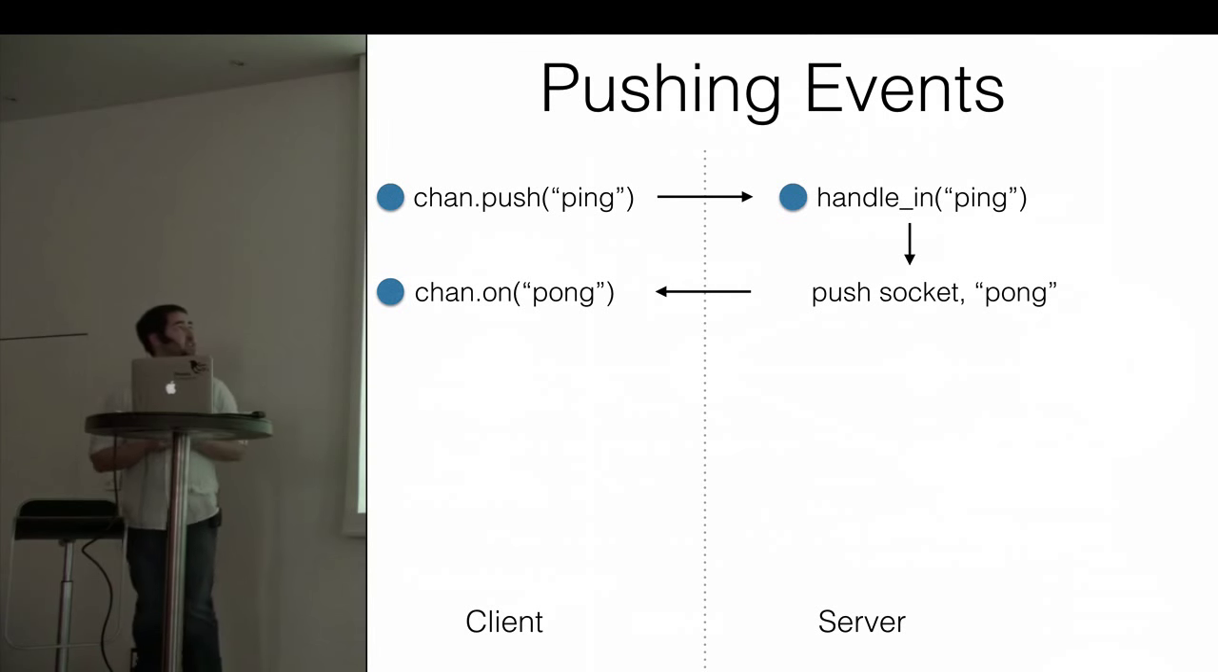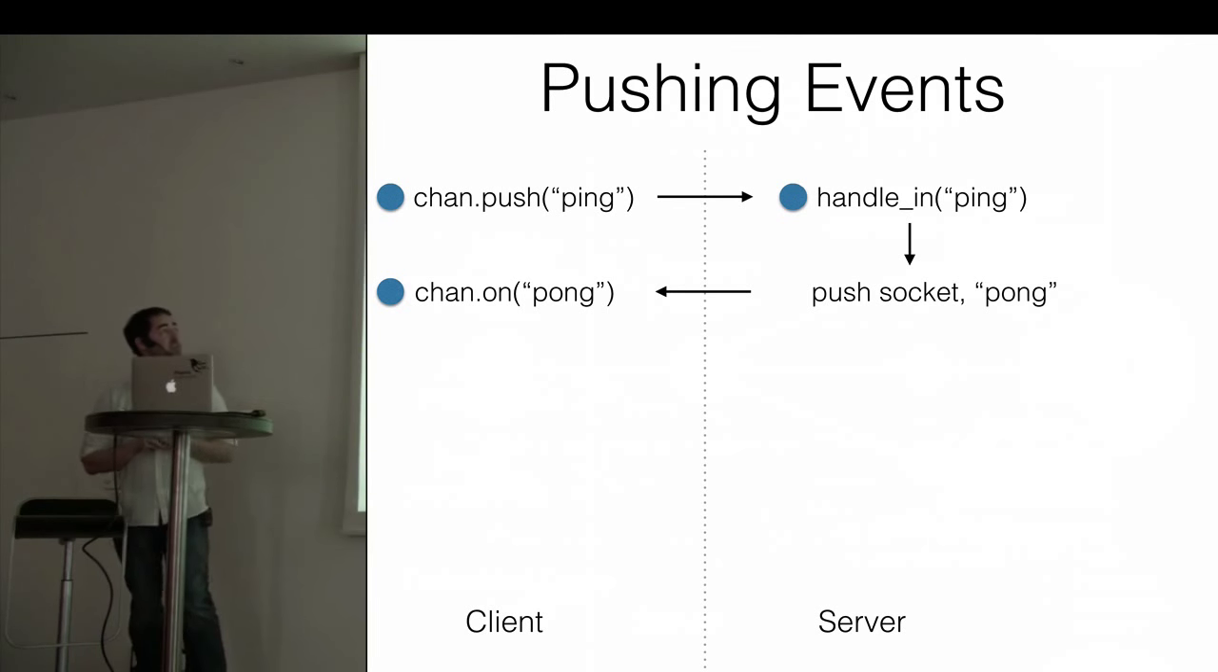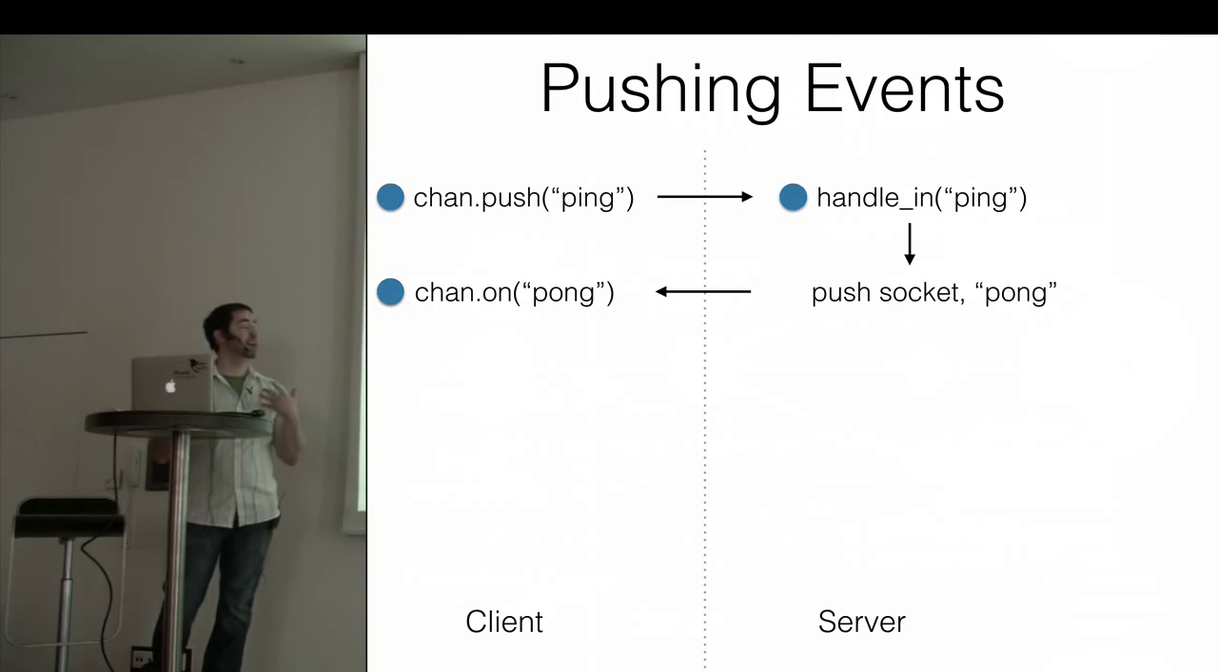And we can talk about pushing events. So we have this idea of clients pushing events to the server. Servers have a callback to handle incoming events, and then they can push events back to the client. So we can see that the client pushed ping, the server processed that in a callback, pushed pong back, and the client can then receive it and run a callback.